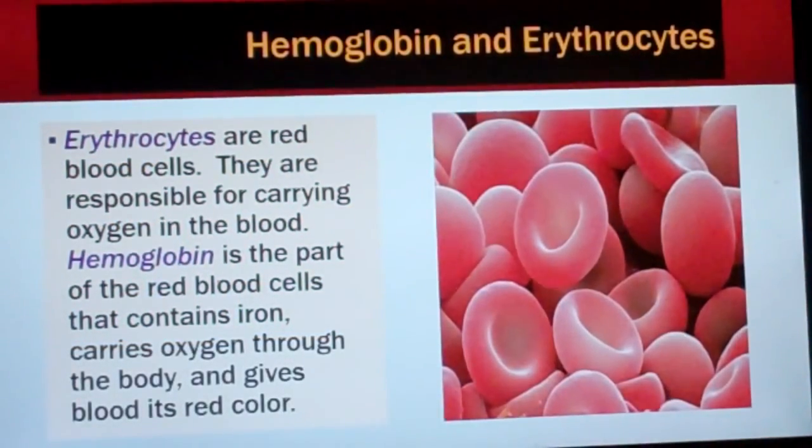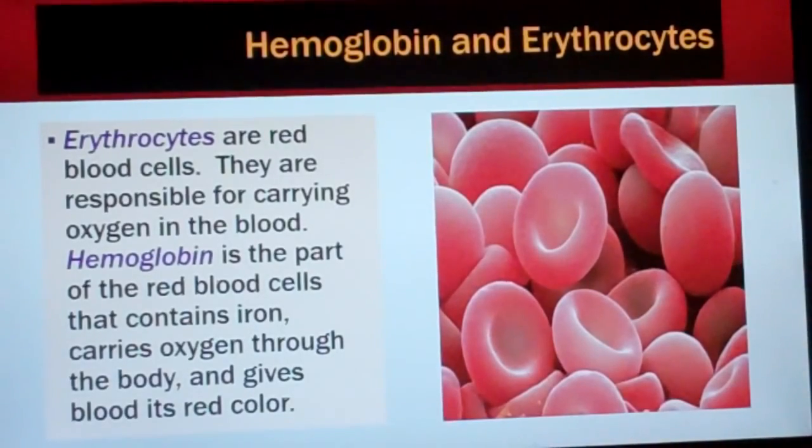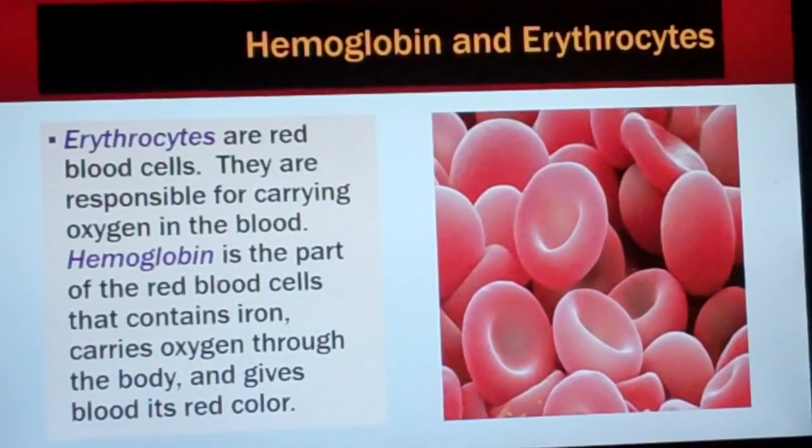Hemoglobin and erythrocytes. Erythrocytes are red blood cells. They are responsible for carrying oxygen in the blood. Hemoglobin is the part of the red blood cells that contains iron, carries oxygen through the body, and gives blood its red color.